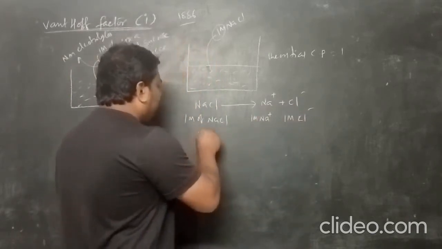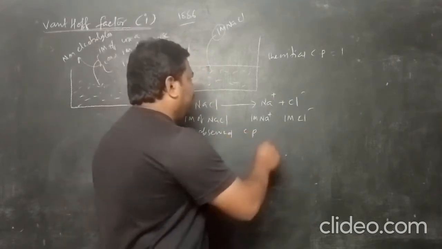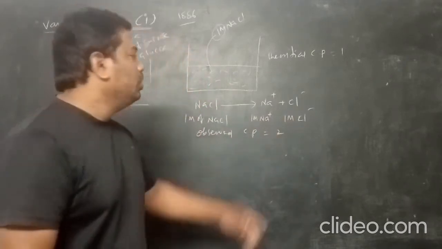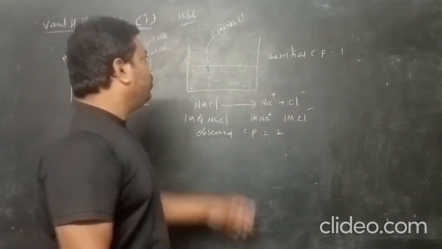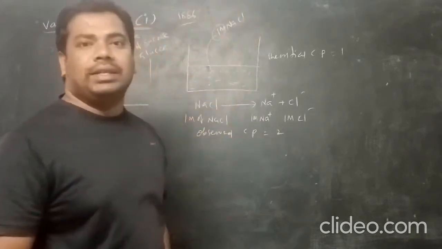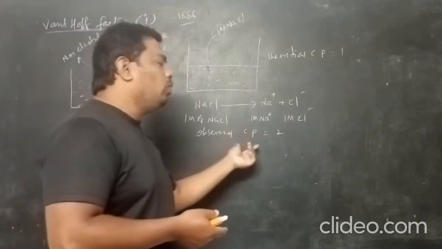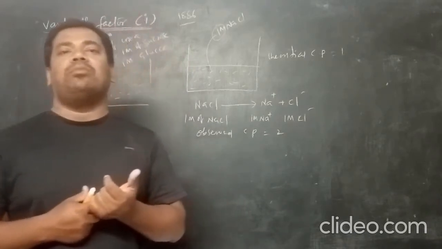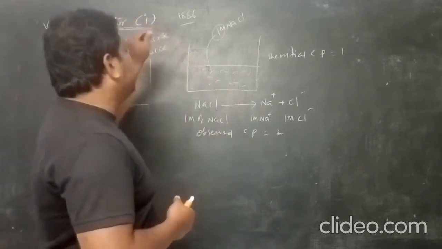So therefore the observed colligative property is equal to 2, because it dissociates into 2 moles of ions. What we are assuming in the given question is 1 mole of sodium chloride, but when we go to the observed colligative property, it is equal to 2. Therefore the theoretical and observed colligative properties are not matching. So Van 't Hoff introduced a factor, which is called i.